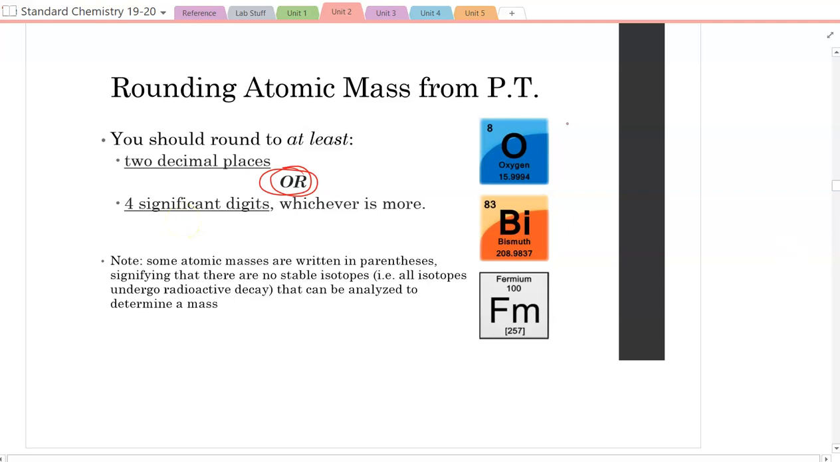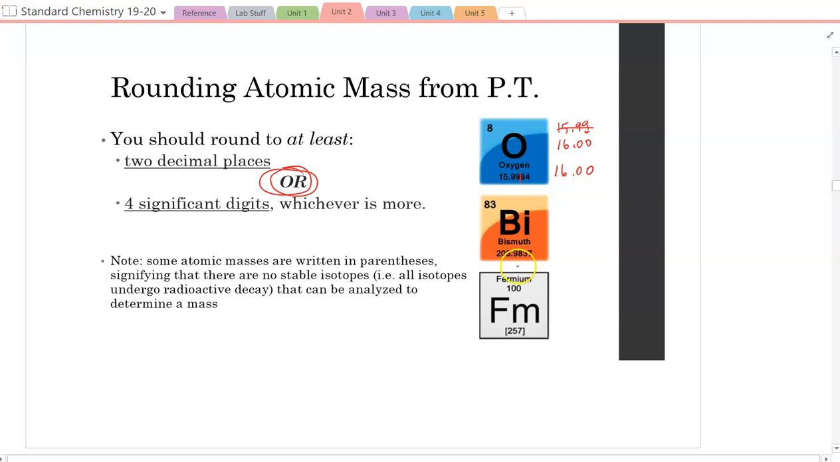If it's 2 decimal places, it becomes 15.99, right? That 9 gets rounded. So actually this one ends up rounding up to 16.00. All right, that's for 2 decimal places. What about 4 significant digits? Well, it turns out it rounds to the same place, so you would still get 16.00. 15.99, the fourth significant figure. You round there, so it ends up being the same value. So luckily for oxygen, the same value is appropriate.